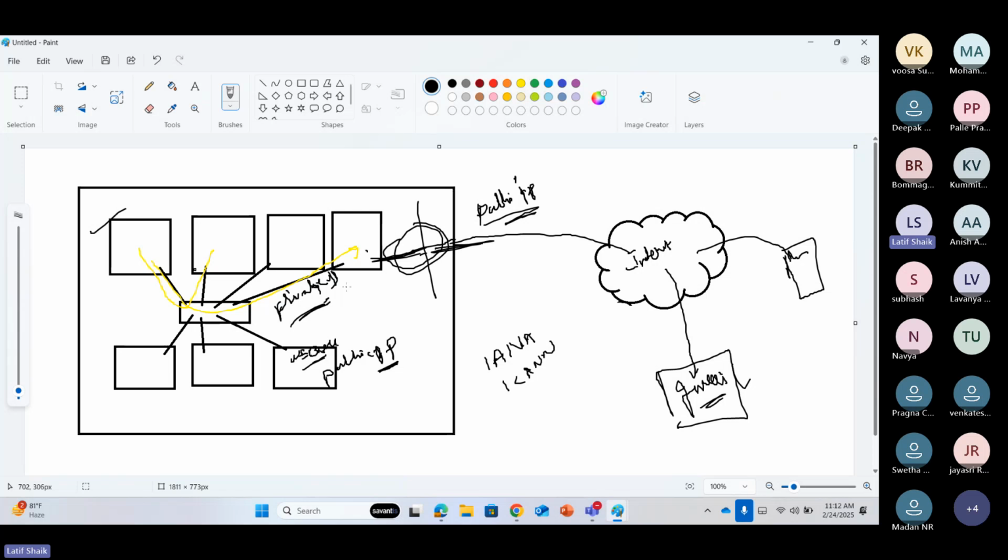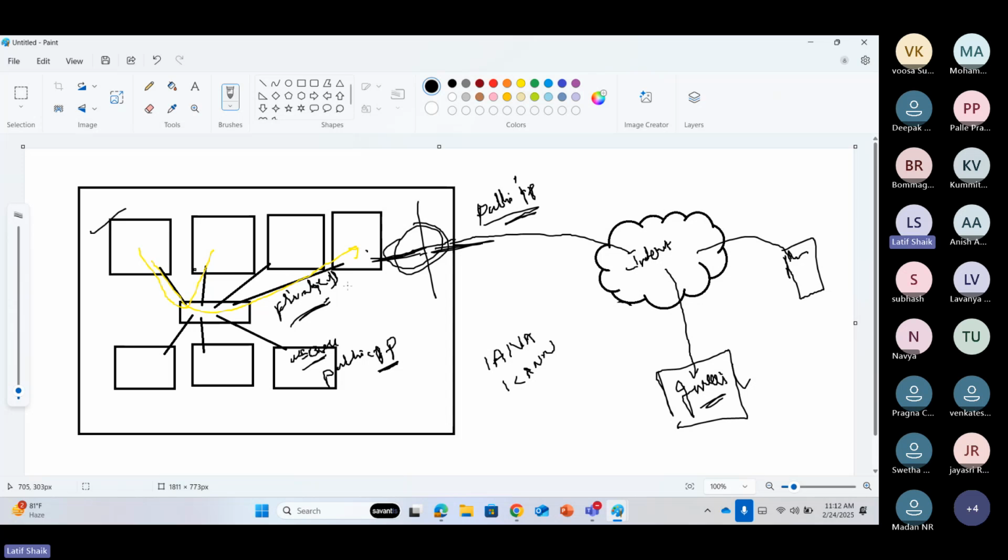For a private IP address, you don't need to pay anyone. No need to register, okay. No need to take any license to use a private IP. A private IP, you can use it, I can use it, anyone can use it. Simple. Public IP is not like that.